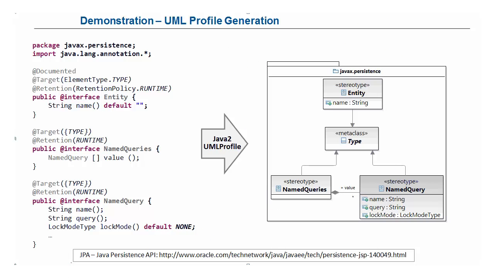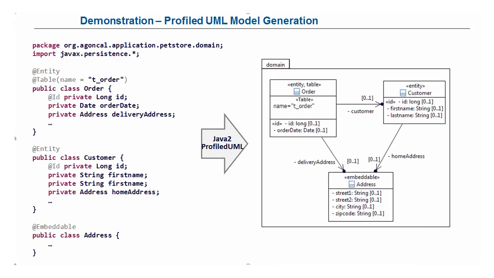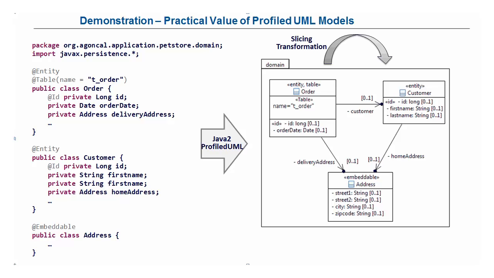In this demonstration, I applied the jump tool to the JPA to generate the corresponding platform-specific UML profile, where the platform refers to the JPA. Then I reverse engineer a UML class diagram from the Padstore reference application, which uses annotations, and show that these annotations are captured by stereotypes of the JPA profile. In the last step, I emphasize the practical value of platform-specific profiles by applying a slicing transformation that exploits stereotypes.